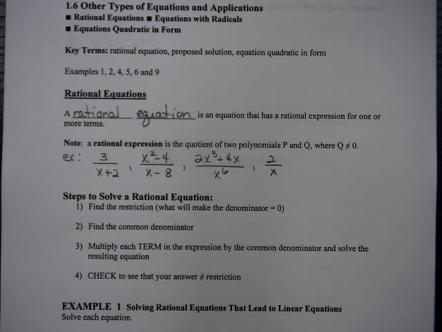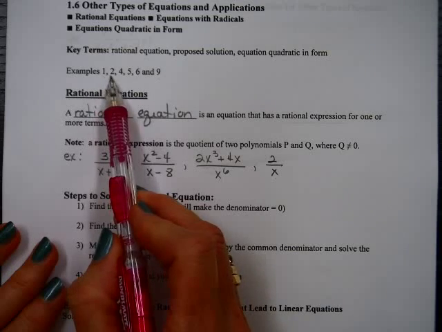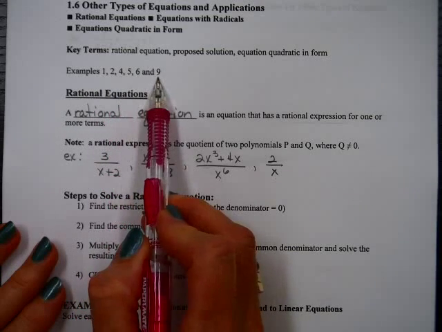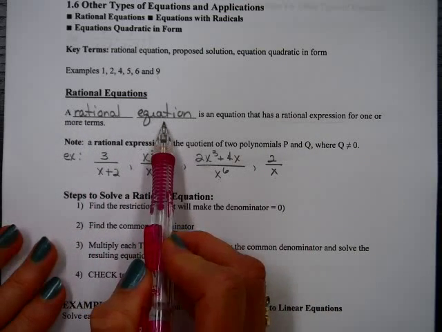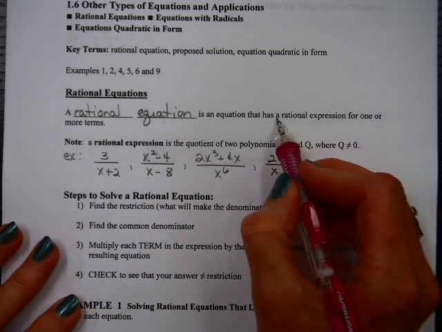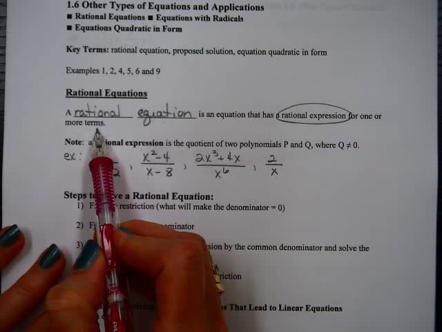This is section 1.6, other types of equations. We are going to look at examples 1, 2, 4, 5, 6, and 9 in our book. All right, a rational equation is an equation that has a rational expression for one or more of the terms.